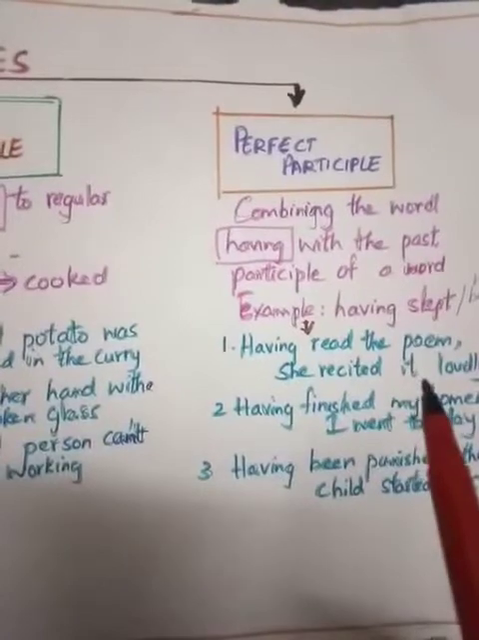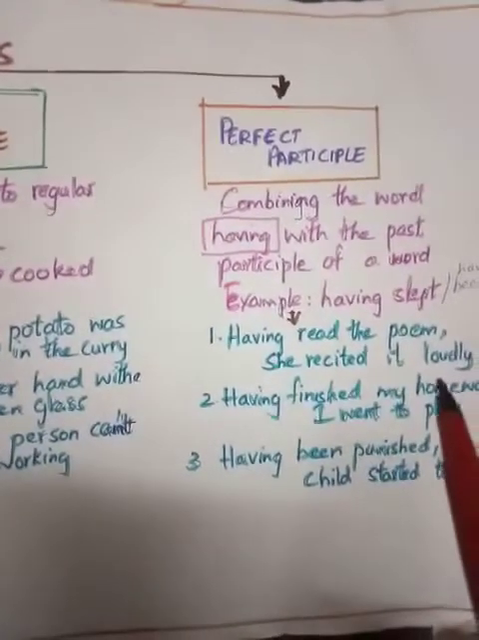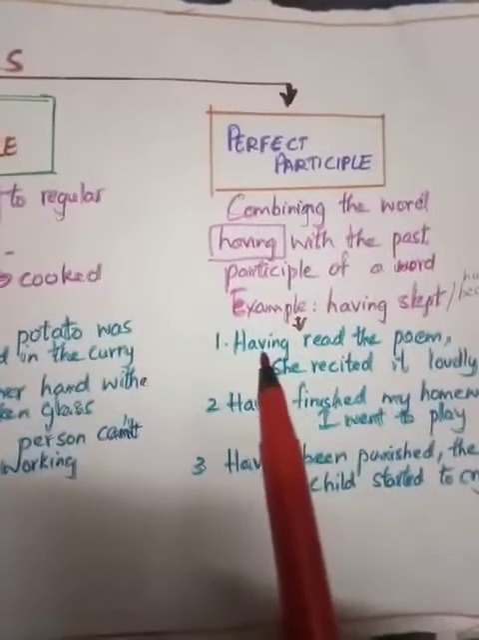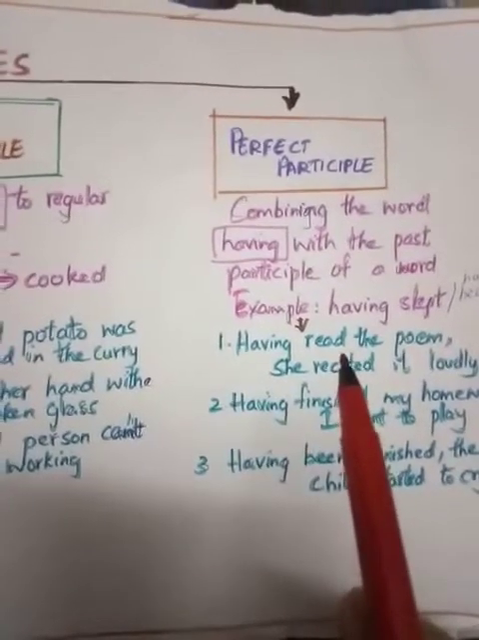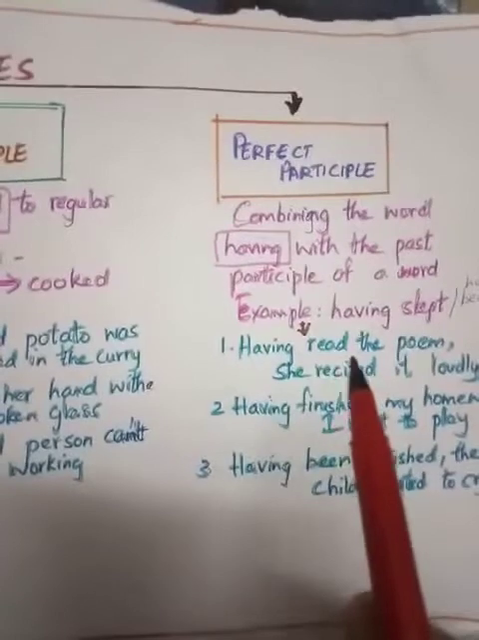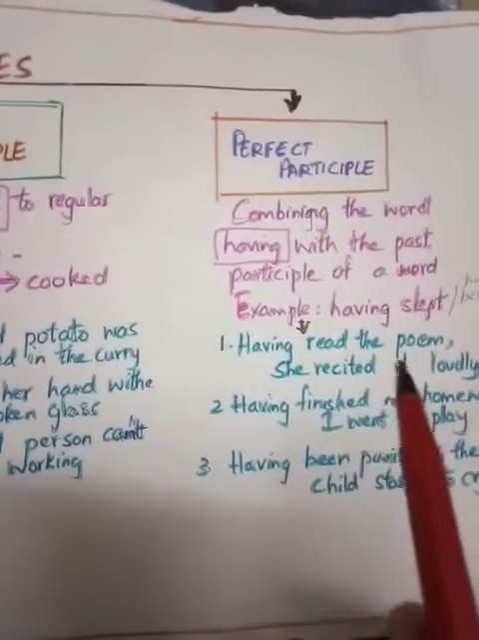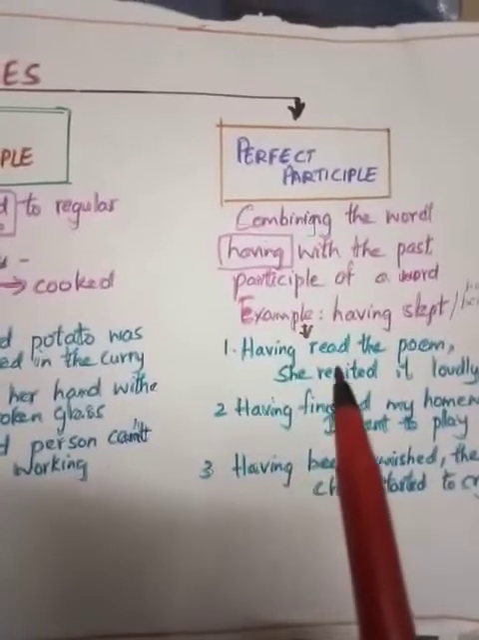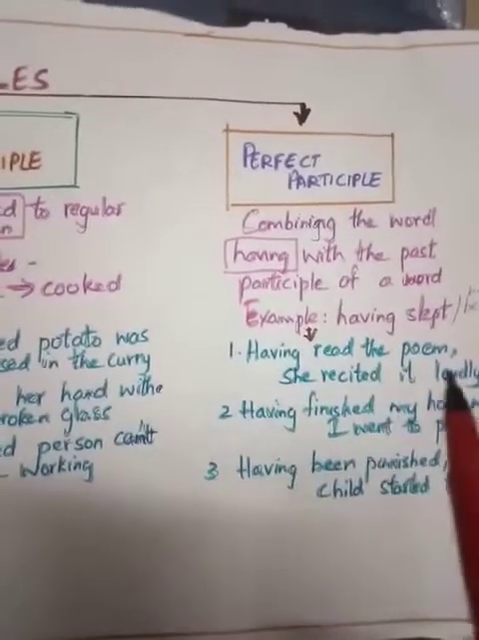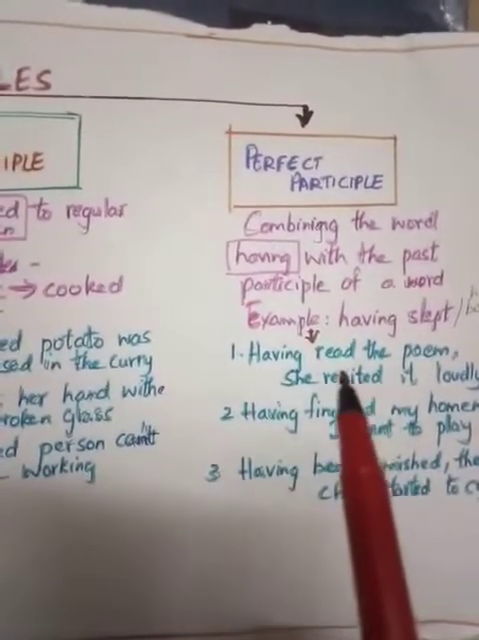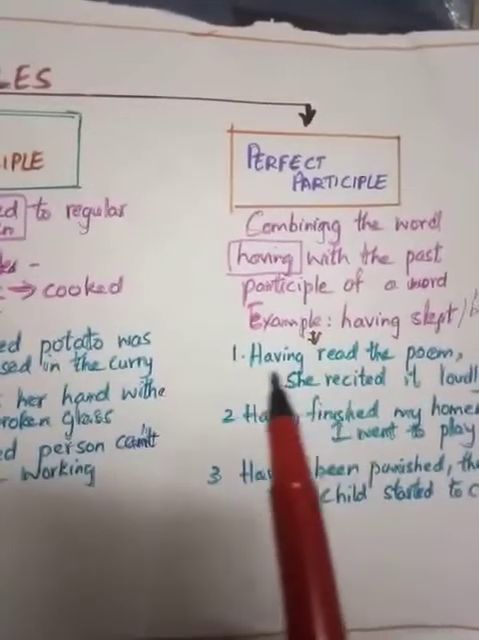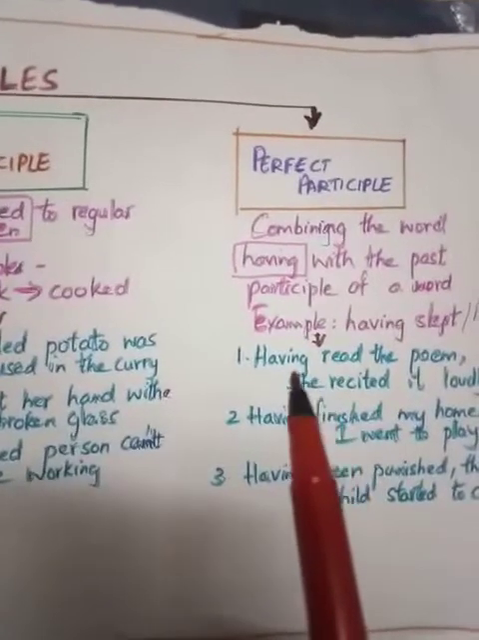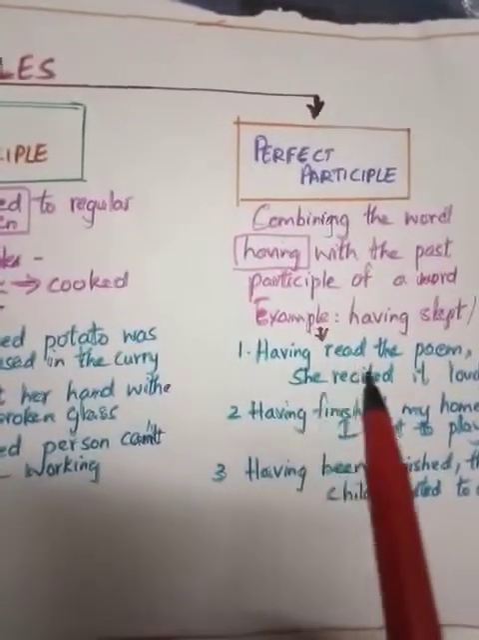Having read the poem, she recited it loudly. So read is the past participle. Combining having with the past participle read, you get the perfect participle. Just as you have in the perfect tense, have or has done, like that. Having read the poem, this is a perfect participle. Using the word having with the past participle, you get the perfect participle.